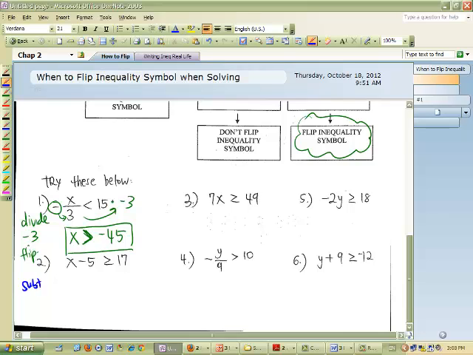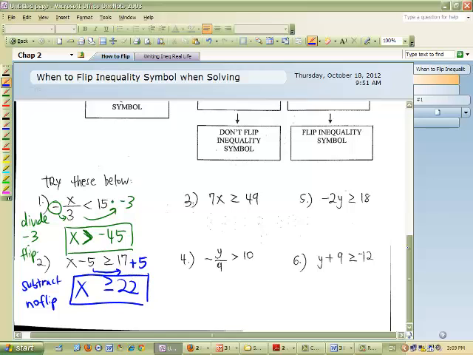Number 2, I look at the variable, it says x, then it says minus 5, so this is a subtraction question. And because it's a subtraction question, if you go to the left side of the flow chart, then we would not be flipping. So it's going to be greater than or equal to. So no flip here, and I keep the x here. Then I would do the inverse of minus 5 and bring it next to the 17 and add the 5 with the 17, giving me 22. And there's my answer.